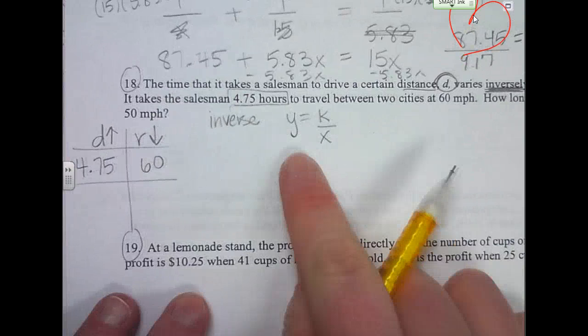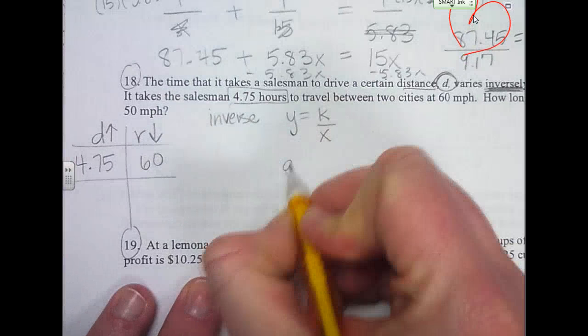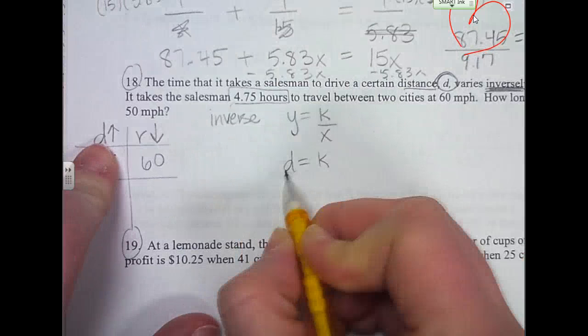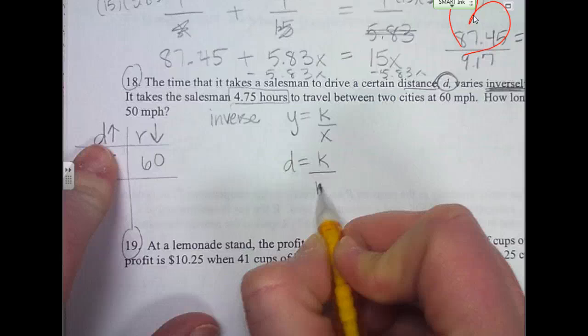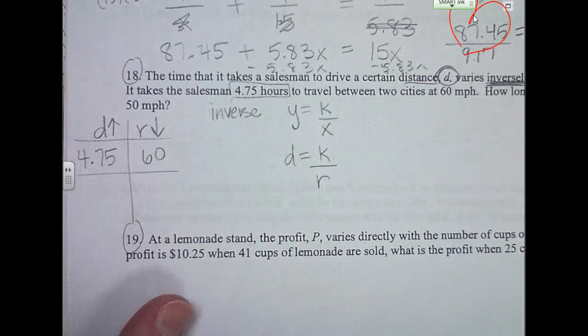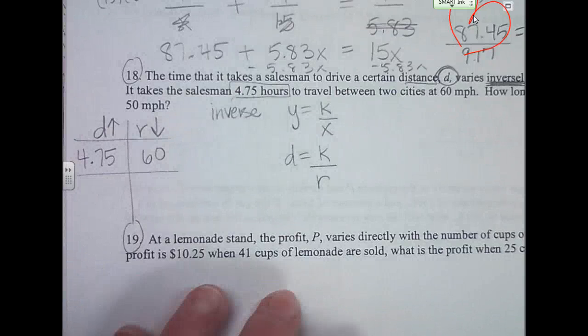Okay, so if this is our original equation, then if you want to put in your other variables, they talked about the D first, so it goes in for Y, and then they talked about the R, that goes in for X. So what do we have to find first on this? K. You always find K first.